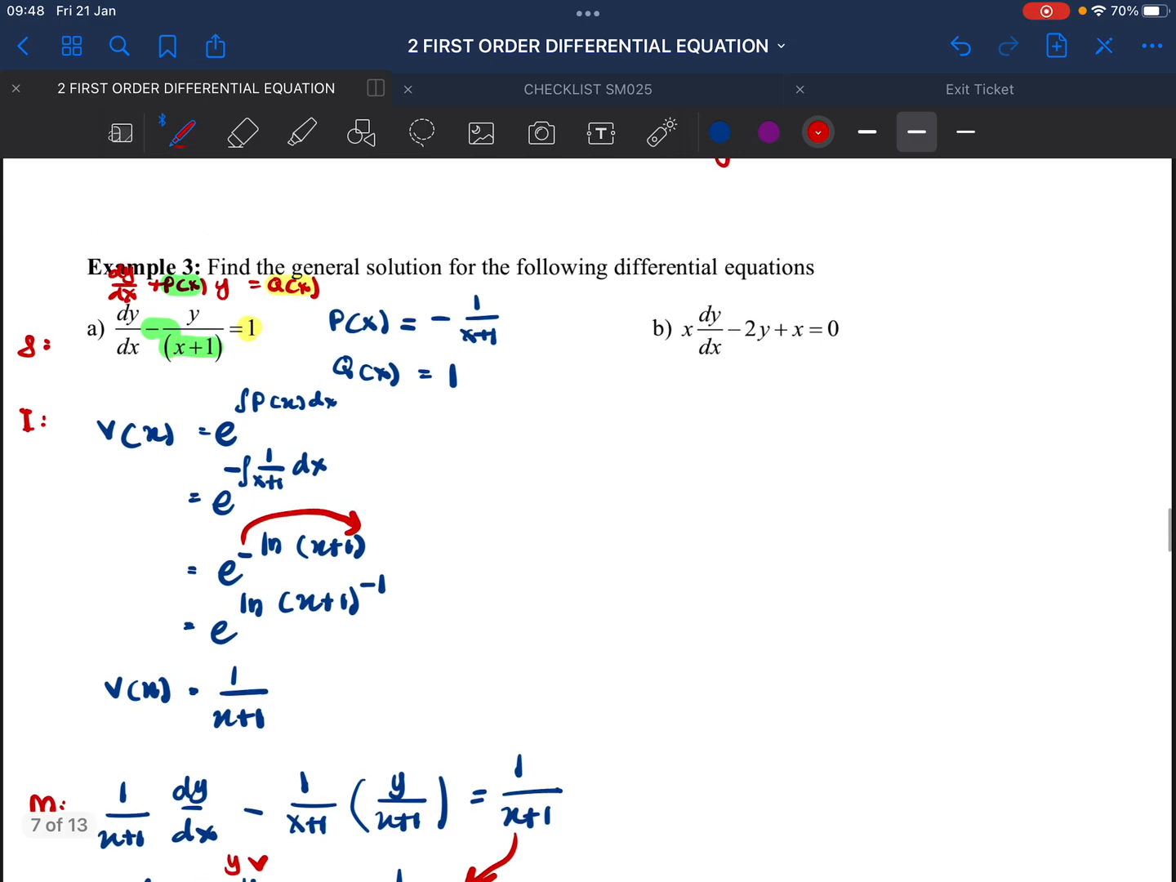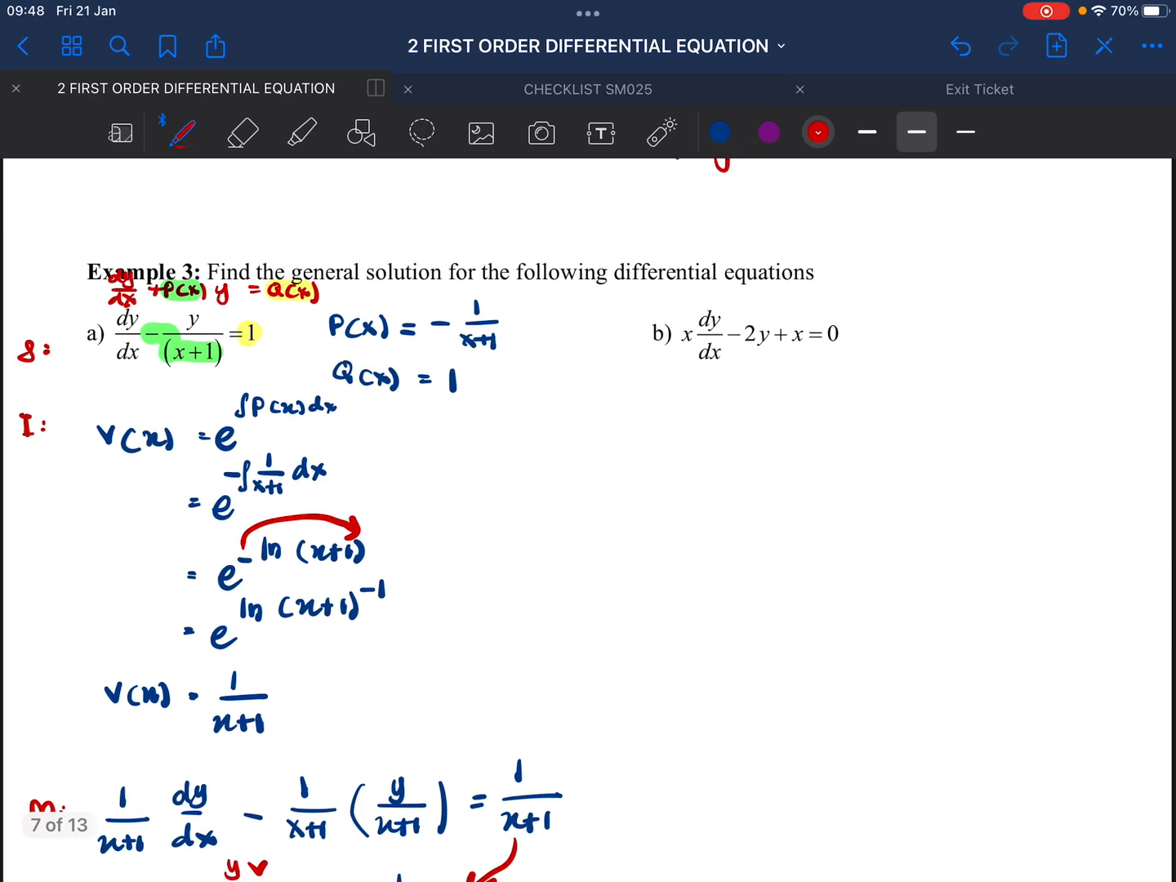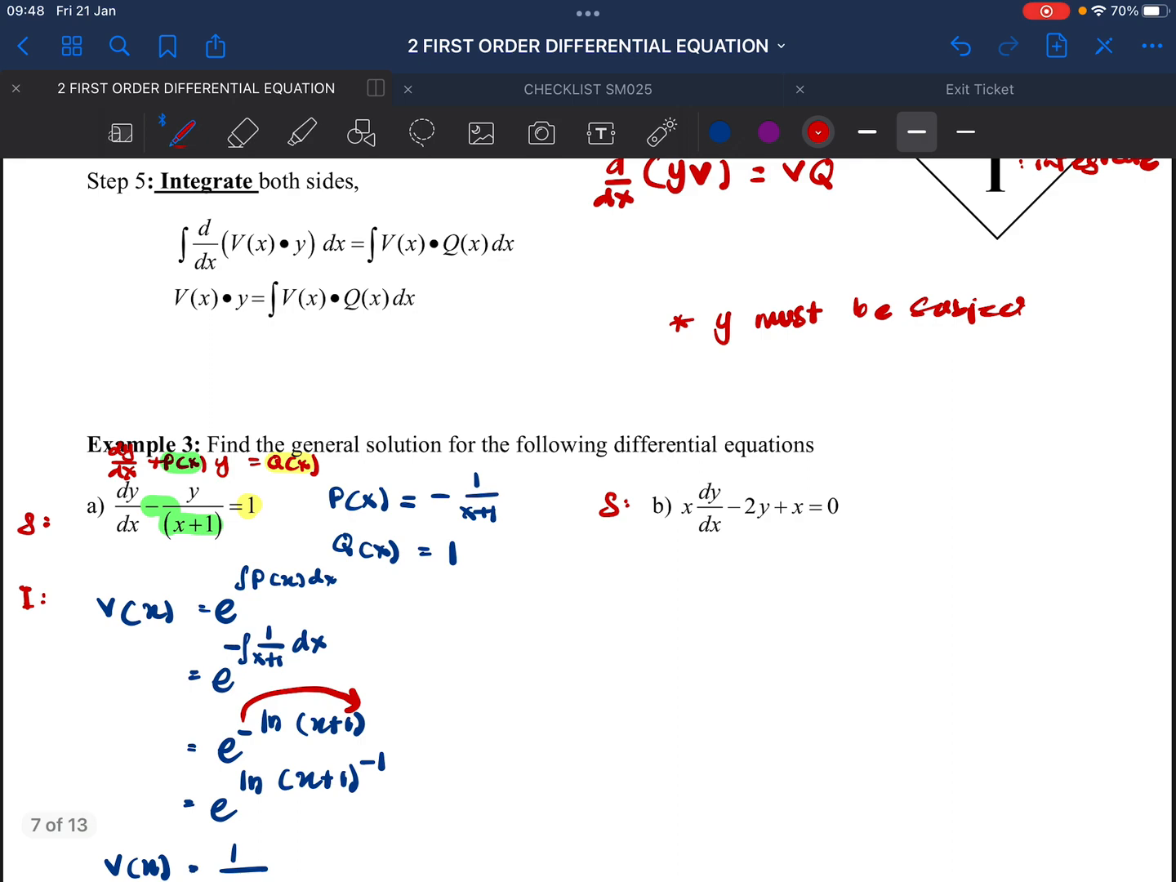Okay, let's recap once more. For the next question here, we have x dy/dx − 2y + x = 0. Okay, first look at the equation that is given to us. This is not in standard form. So what we have to do is simplify and rearrange into standard form. Your standard form should look something like this: dy/dx + p(x)y = q(x). Okay, so dy/dx has to be alone.